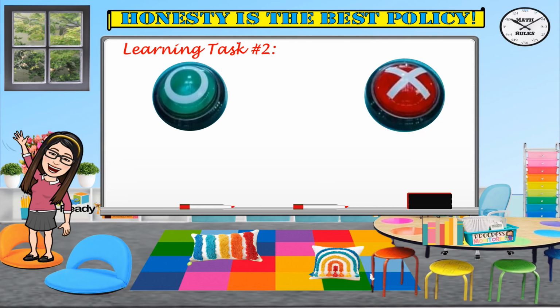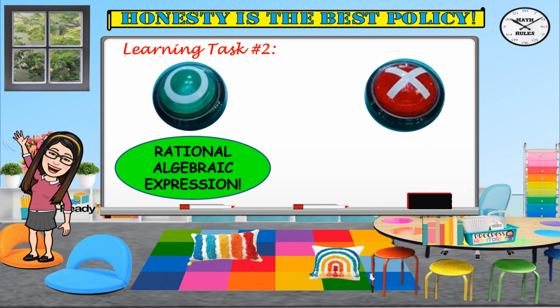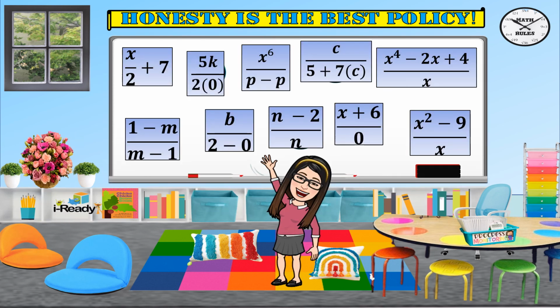All right, are you ready for our red light, green light game? So, this green light stands for the rational algebraic expression, and this red light means not RAE, or not a rational algebraic expression. Let's start with this one.